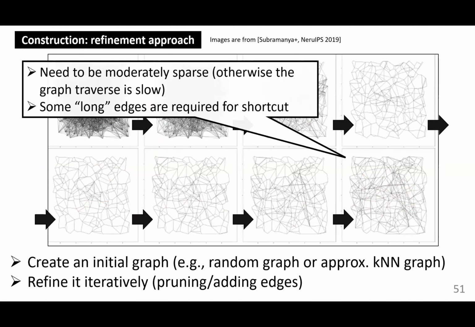The graph needs to be moderately sparse. Otherwise, the graph is very dense, which means the traversal is slow, and search is slow. And some long edges are required as shortcuts. Maybe I will explain that.